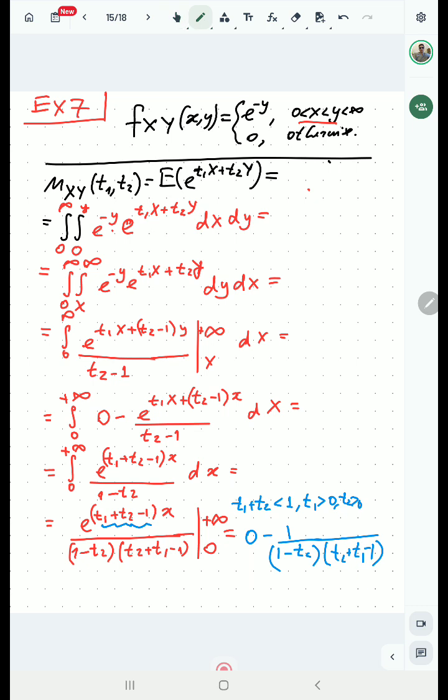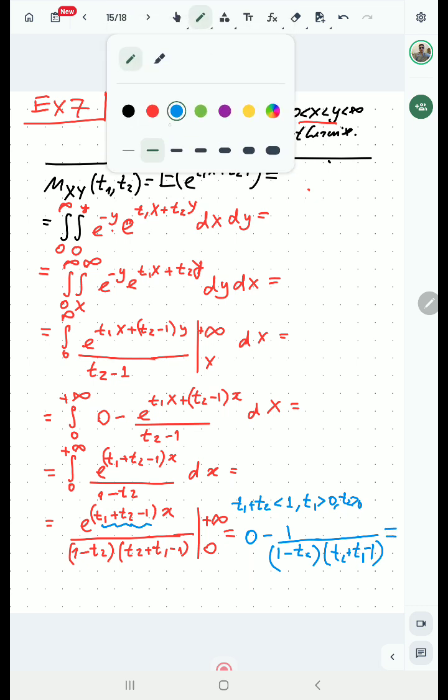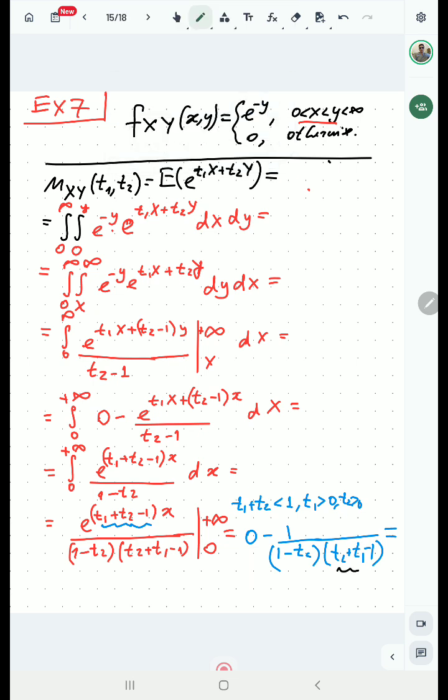And then if you go further, to get rid of this negative sign, we can apply the same intuition. This coefficient here is a negative value, so to get rid of the negative sign, it's equal to 1 over (1 minus t2) times (1 minus t1 minus t2), and that's all. That is the joint moment generating function.